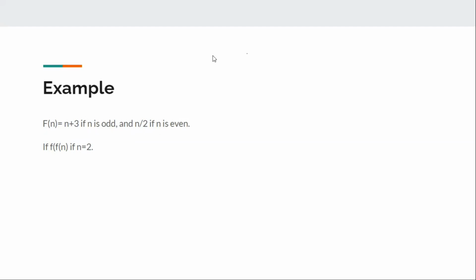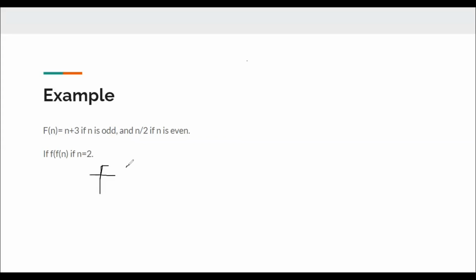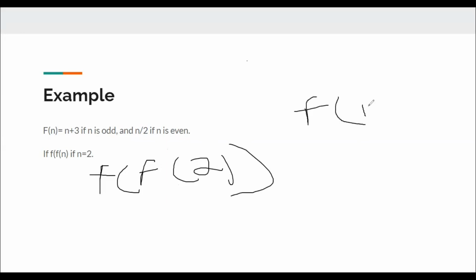So if n is equal to 2, what is f of n? So f of 2. First, you evaluate f of 2. And since 2 is even, you do 2 divided by 2. So you're going to get 1. So you want to find out what is f of 1. And that's your answer. And f of 1, since 1 is odd, you just do 1 plus 3, or it's 4. So your answer is 4.